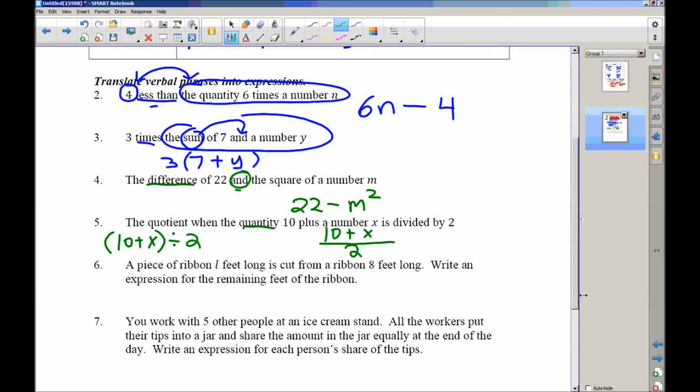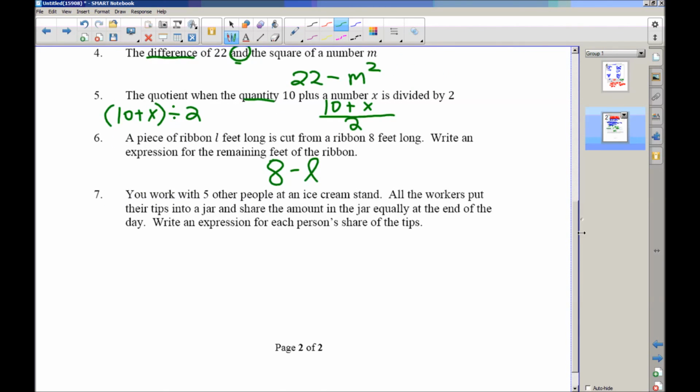Okay. All right, a piece of ribbon L feet long is cut from a ribbon 8 feet long. Write an expression for the remaining feet of ribbon. My ribbon started as 8 feet long, and I cut off L much. So this is what's left. All right, and then our last one. You work with 5 other people at an ice cream stand, and all the workers put their tips into a jar to share the jar equally at the end of the day. Write an expression for each person's share of the tips. So T can be the total tips, and our expression is going to be the total tips divided by 6.